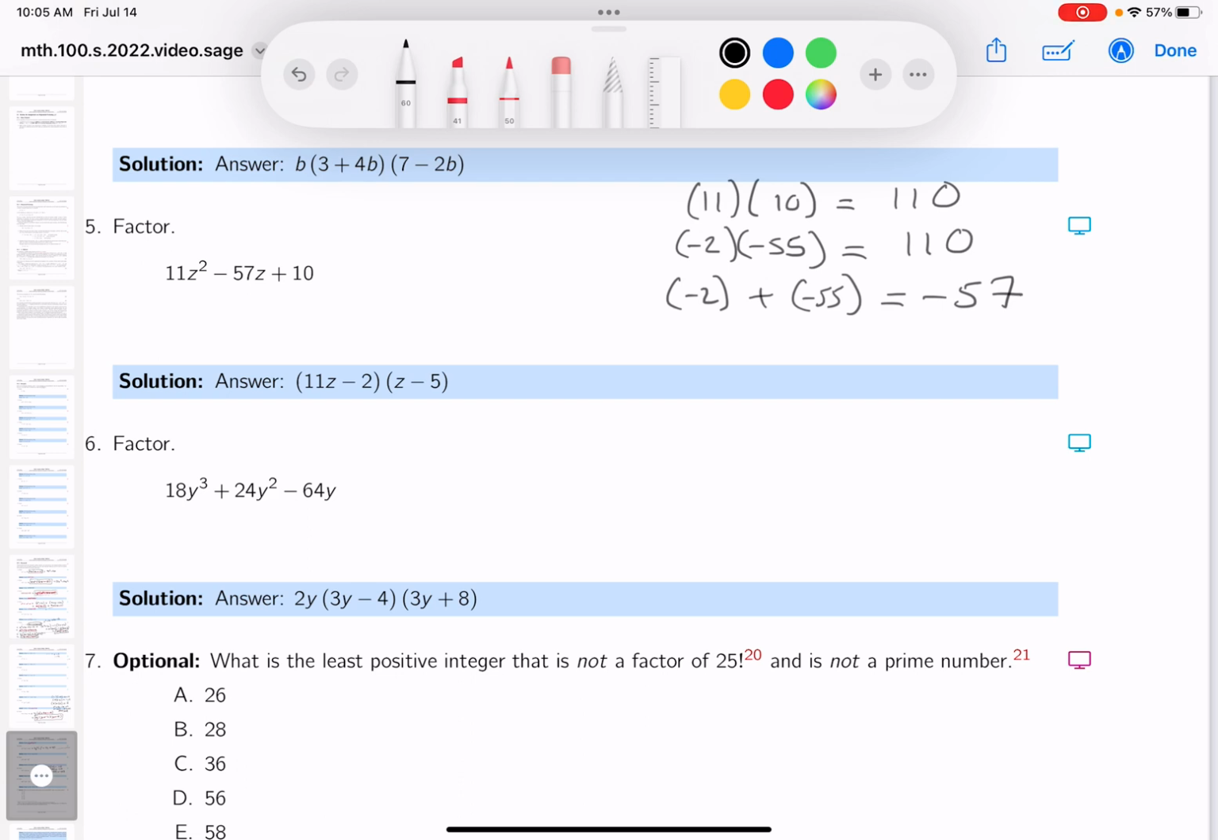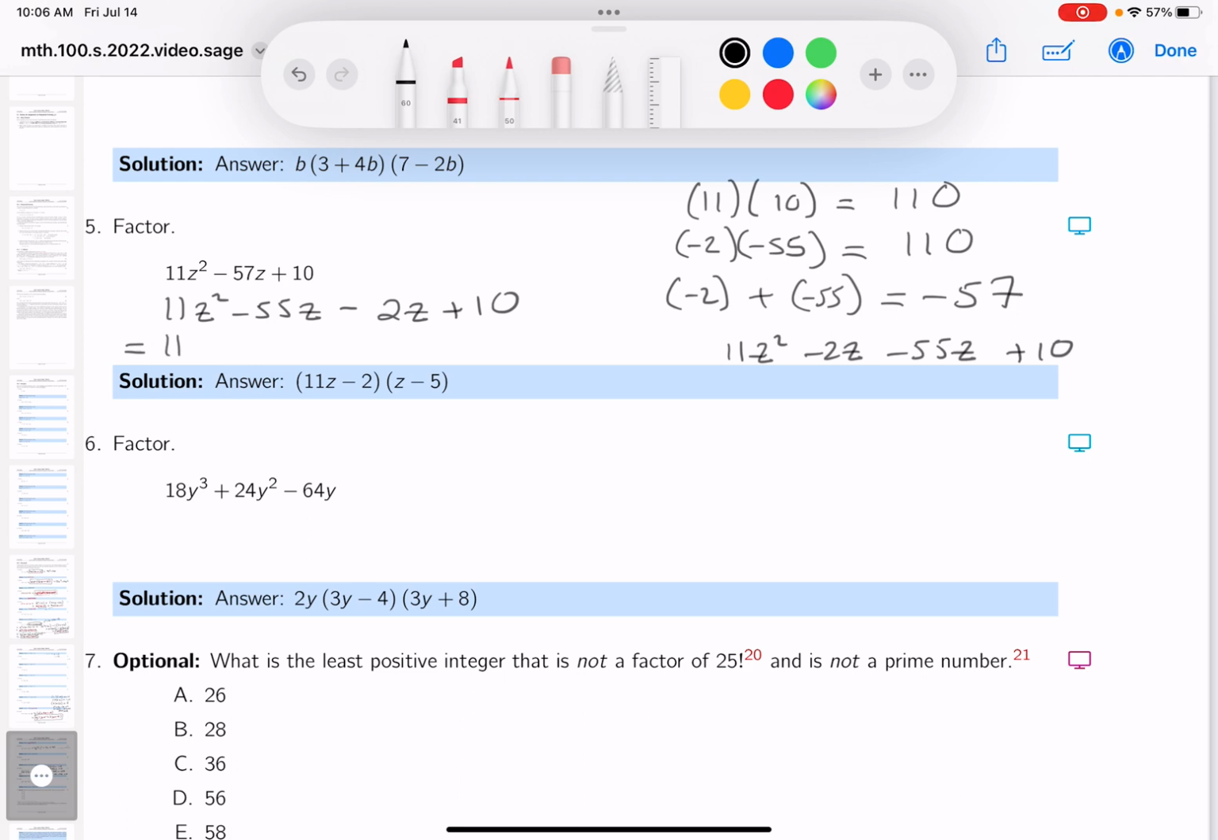So what do you do? You break it into parts. What do you break minus 57 into? It doesn't matter what you put down first, but I'm going to put down minus 55z minus 2z plus 10. Now when I say that, you could also do 11z squared minus 2z, I'll do both by the way, minus 55z plus 10. They both lead to the same answer. Let's put the first one down, this one over here.